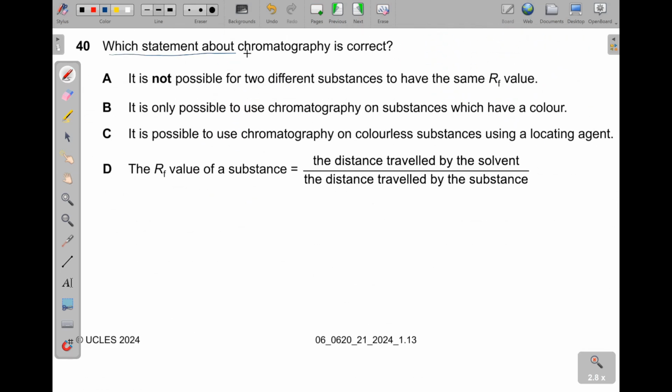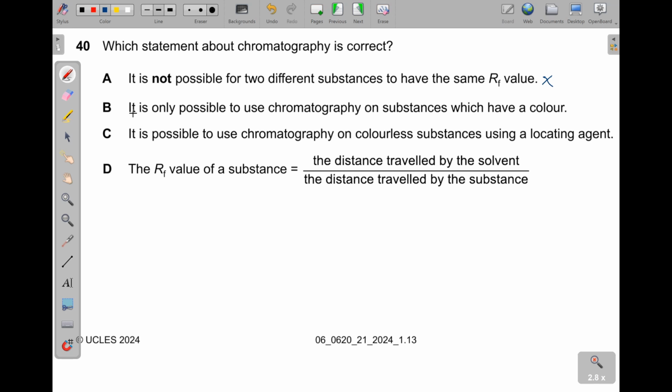Question 40. Which statement about chromatography is correct? It is not possible for 2 different substances to have the same RF value. It is very possible in a solvent. So in such cases, when the spots overlap, we actually change the solvents because different substances can have different solubilities in that given solvent. Okay, so that one is very possible.